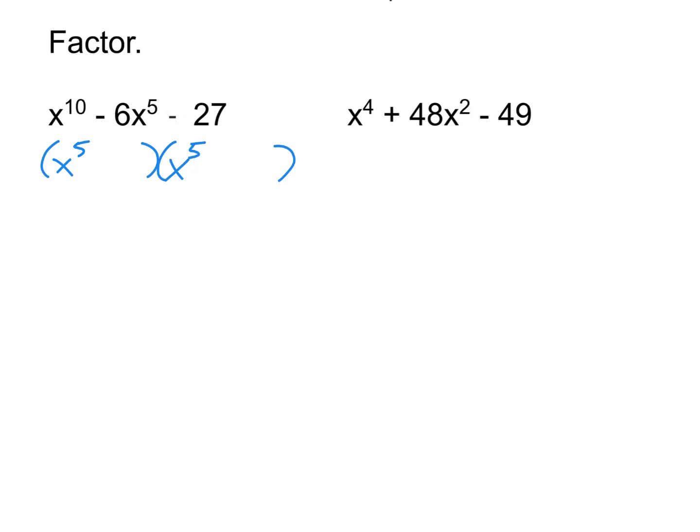All right, so now I need to figure out my two numbers. And those are the two numbers that add to negative 6 and multiply to negative 27. Now, as you go through the different ways to multiply to negative 27, you should then come up with a negative 9 and a positive 3.